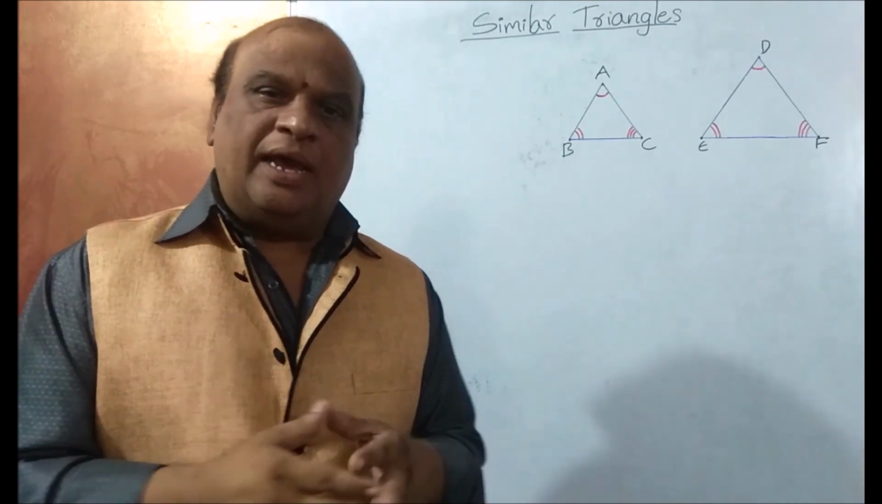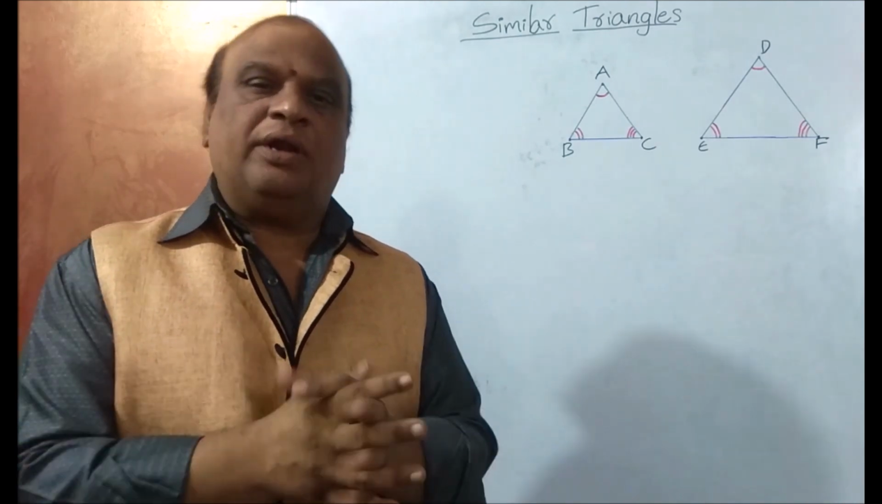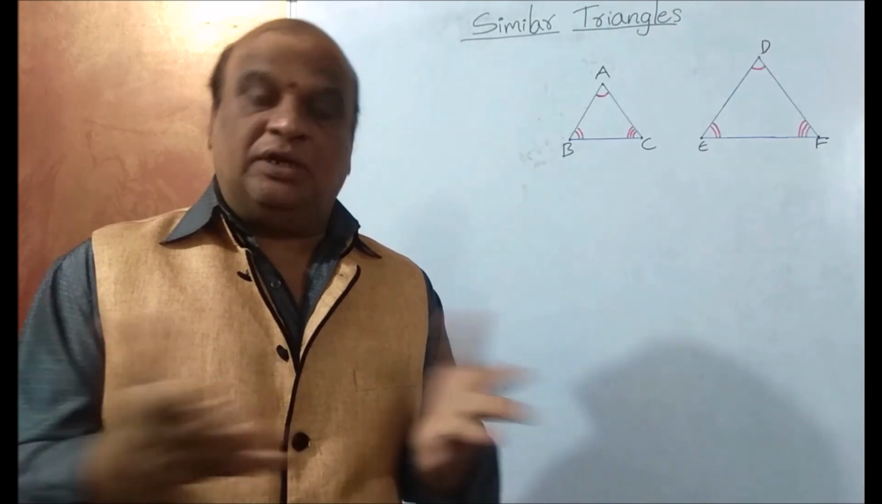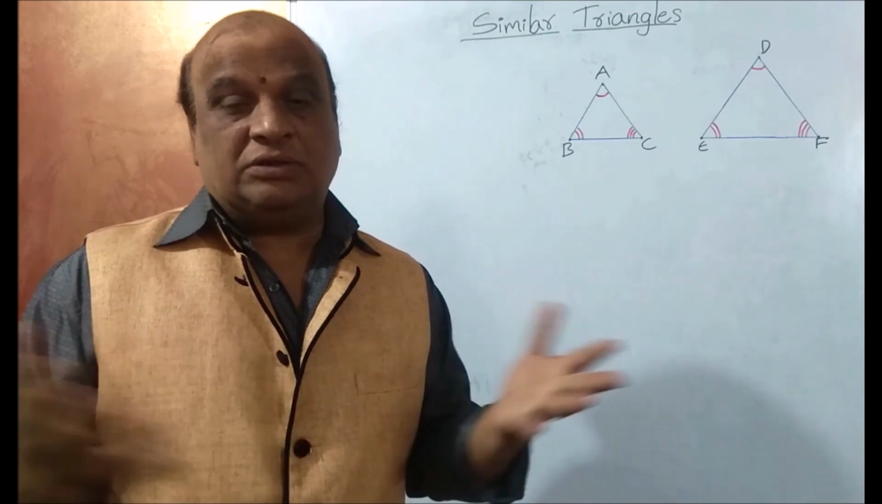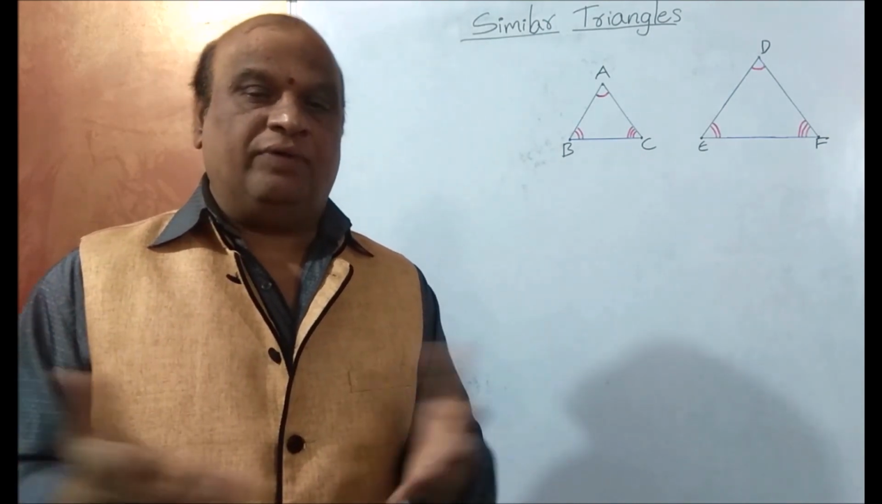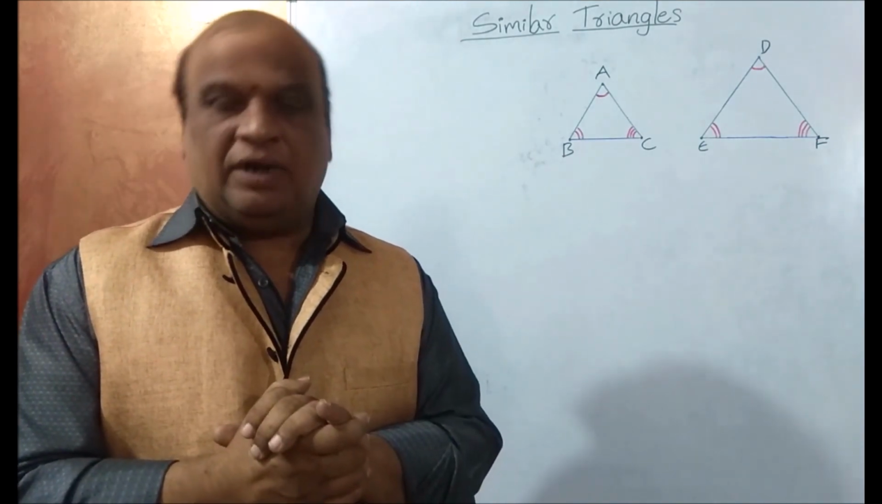Suppose a scooty has 2 wheels. These 2 wheels are congruent figures. A bus has 4 wheels, and in 4-wheelers the wheels are also congruent figures. Here we are using congruent figures. Why are we learning congruent figures? What is the necessity?